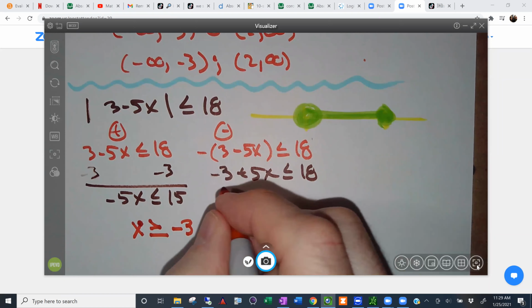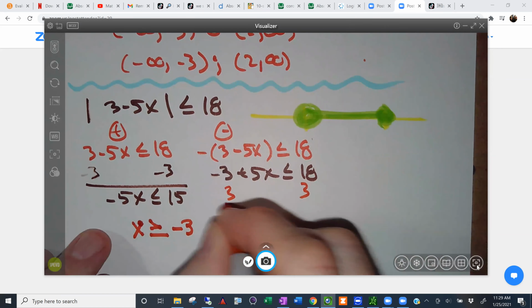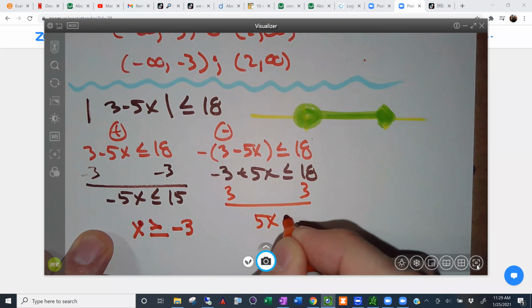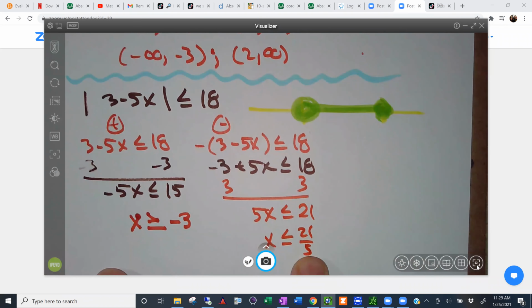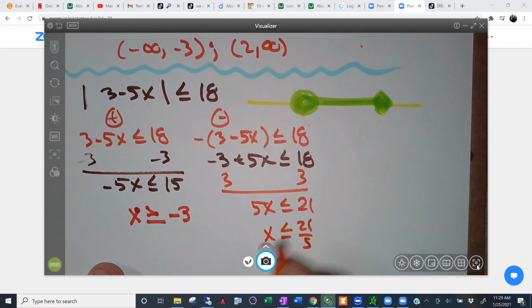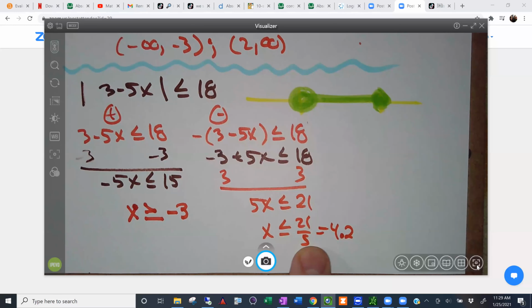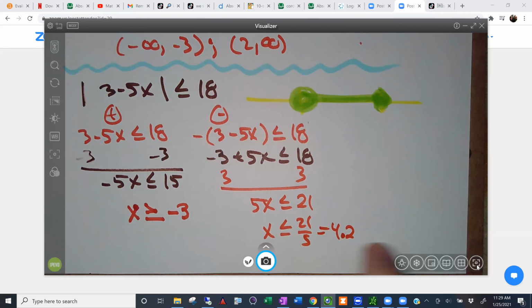Over here, I'll add 3 to both sides and get 5x is less than or equal to 21, which means x is less than or equal to 21 over 5. Now, I believe that you can answer this way, or you could also answer as 4.2. Be careful, though, if it's not a nice terminating decimal, you don't get 0.3333 forever. Be careful about answering with a decimal. You might be better off answering with a fraction.